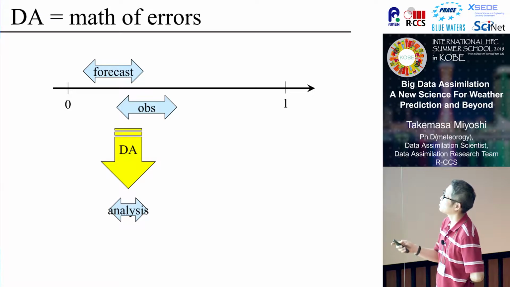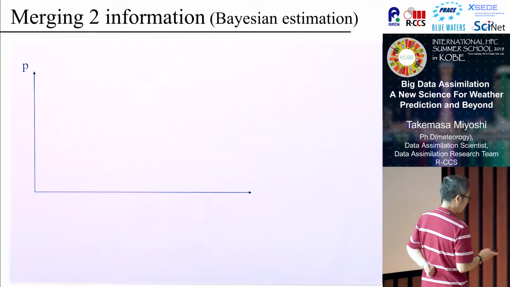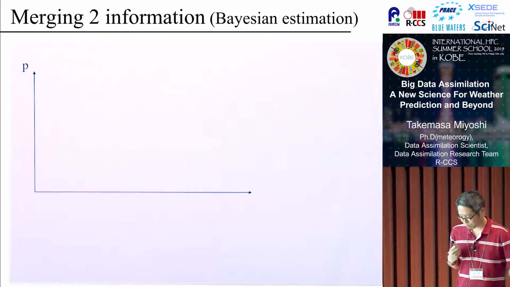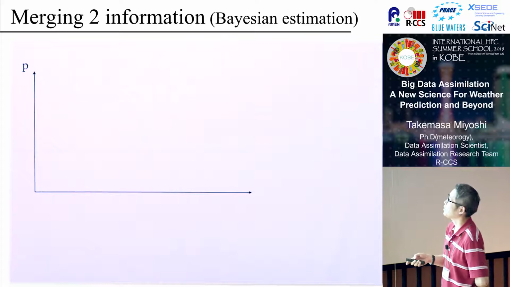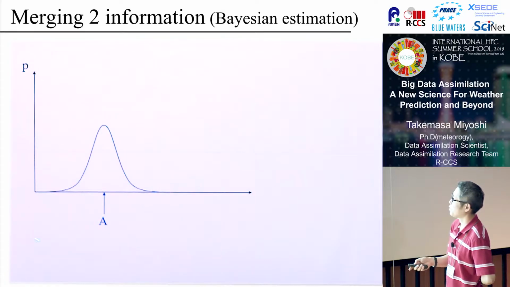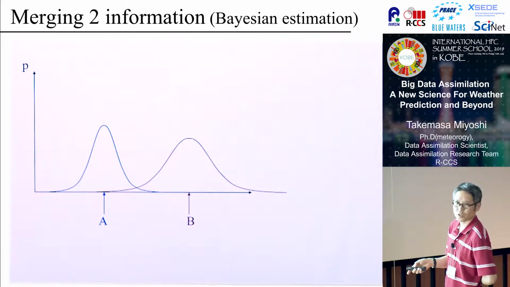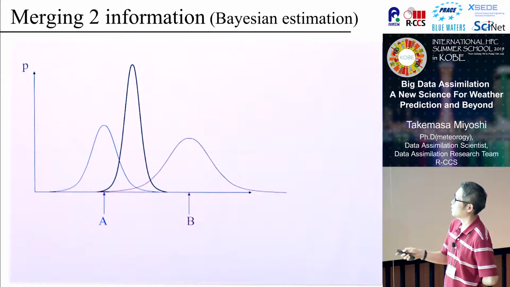This is all about the errors. So we need to understand the errors. To think about the errors, what we use is probability theory. So we make the Bayesian estimation. If we get the forecast at this value, then we have some range of uncertainties. And the same for the observations. And if we combine these two based on Bayes, then we get a better state, better than either.